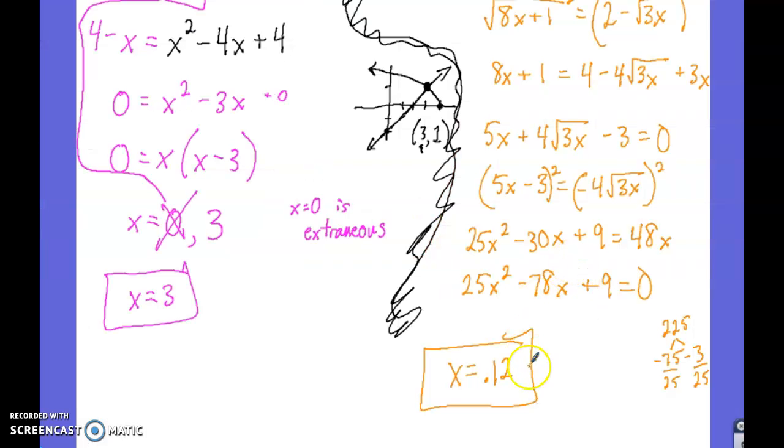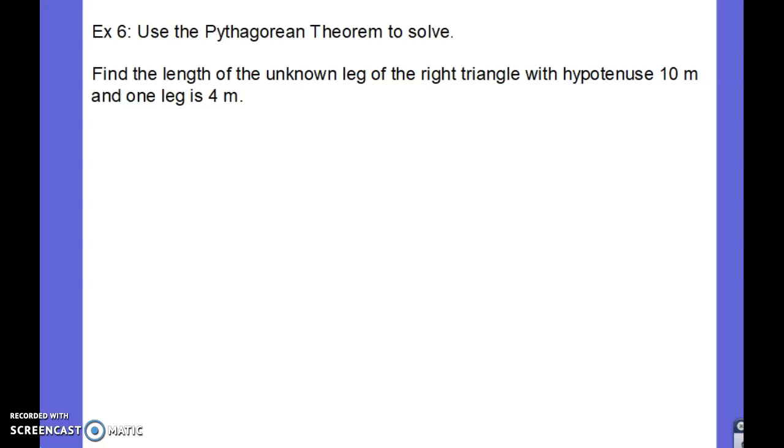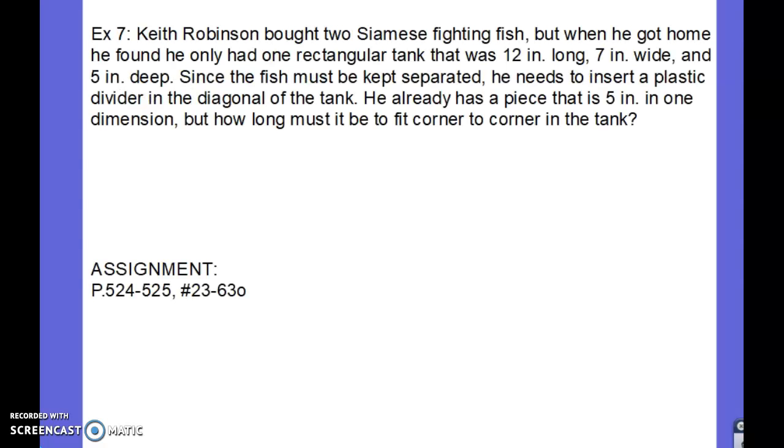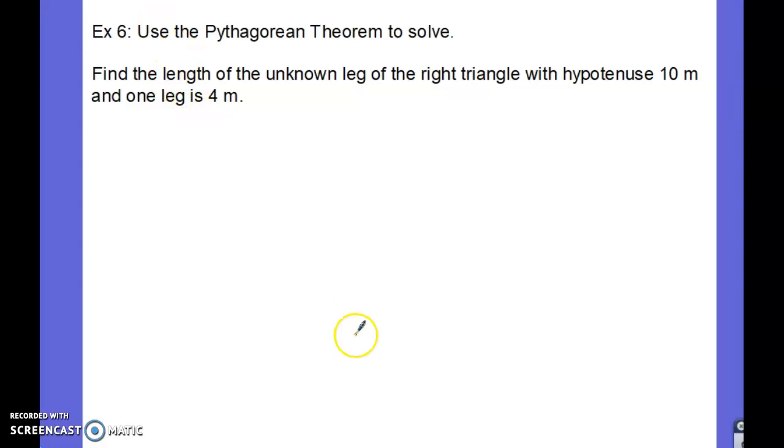And eventually, I do want you to know that you can solve these problems by using a graph as well. I'm sort of at my time limit, so I'll save these word problems for the second video. And then that'll be your assignment. So just come back and check out how to do exercise 6 and 7.